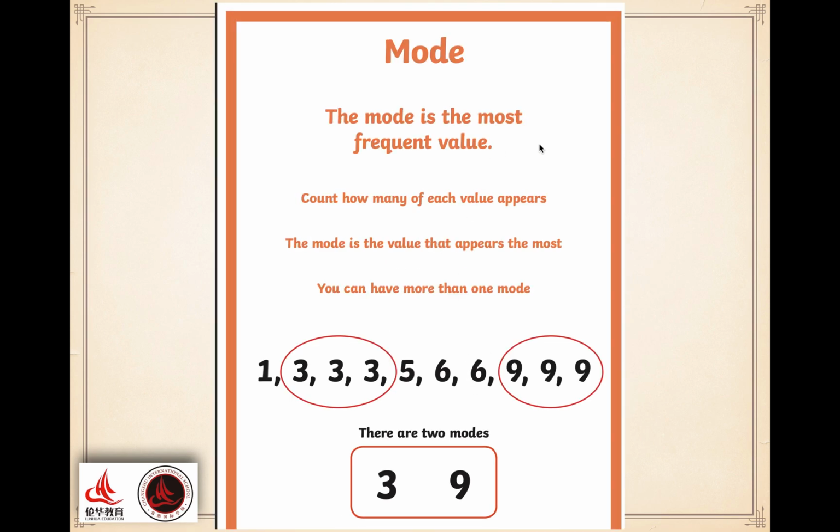Mode. The mode is the most frequent value. Count how many of each value appears. The mode is the value that appears the most. So you can see if you arrange it from smallest to biggest, you can see that we have 2 modes. We have 3 3's and 3 9's. So 3 and 9, we have 2 modes.